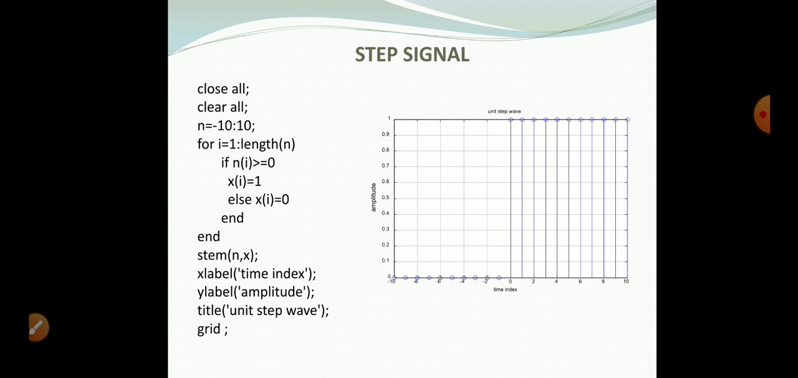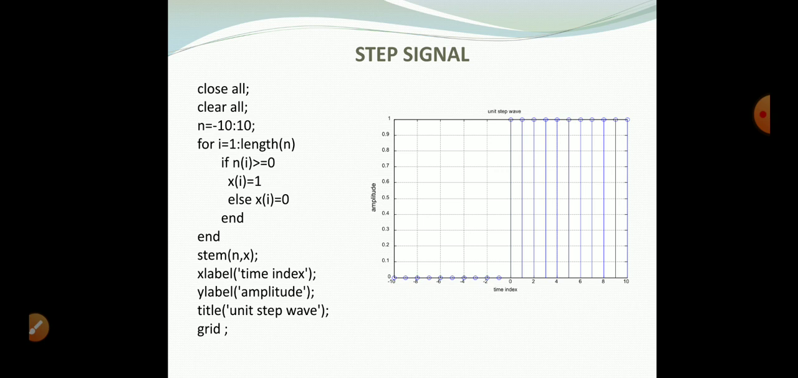The next step is n equal to minus 10 to 10. This step is given to represent the duration of the x-axis. Looking at the figure of the step signal, this is the output of this program. Here we can say this is the figure of a step signal. On the x-axis, the duration is from minus 10 to 10.